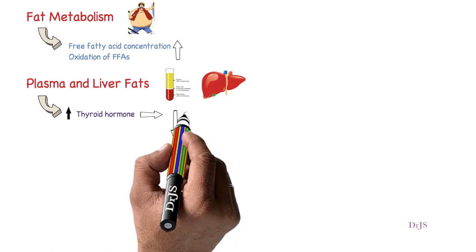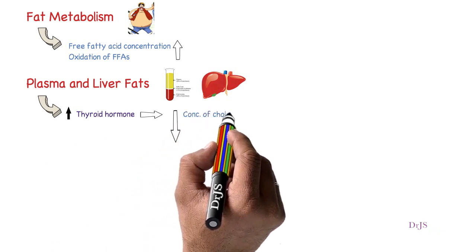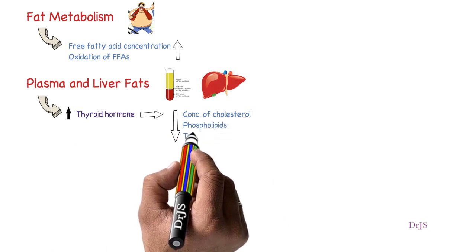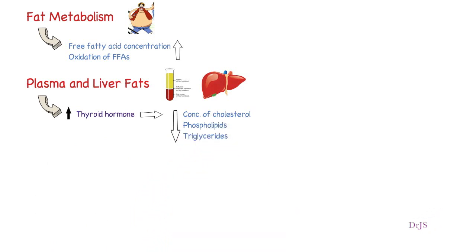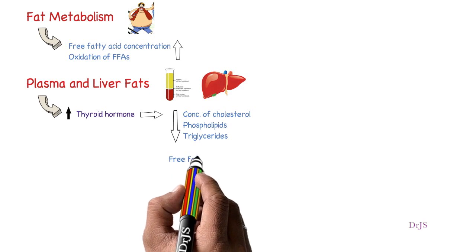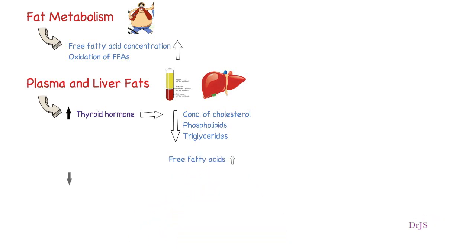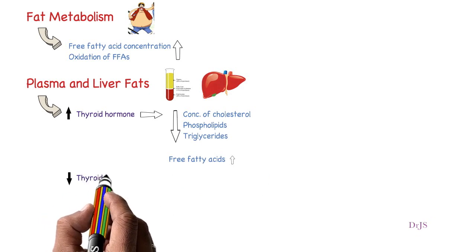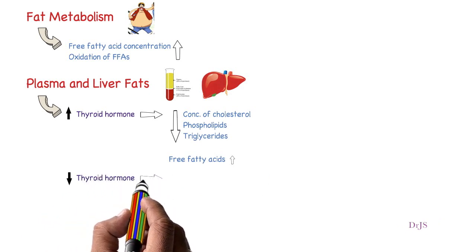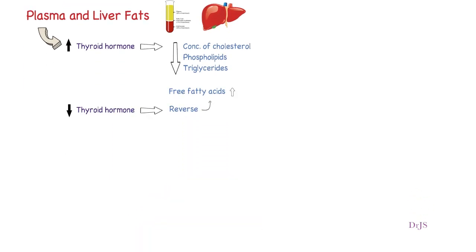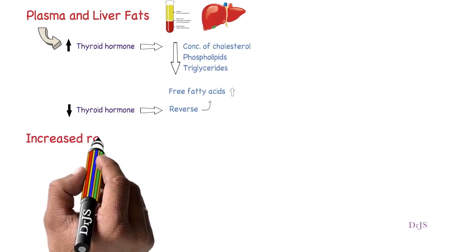Effect on plasma and liver fats. Increased thyroid hormone decreases the concentrations of cholesterol, phospholipids, and triglycerides in the plasma, even though it increases the free fatty acids. Conversely, decreased thyroid secretion greatly increases the plasma concentrations of cholesterol, phospholipids, and triglycerides, and almost always causes excessive deposition of fat in the liver as well.